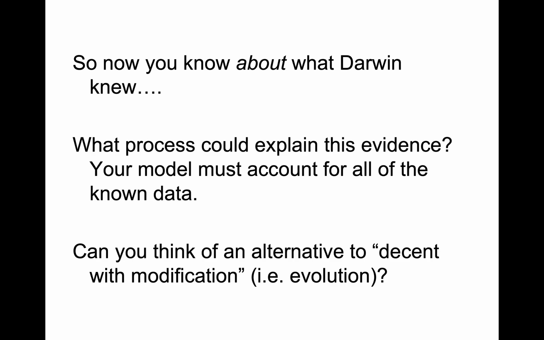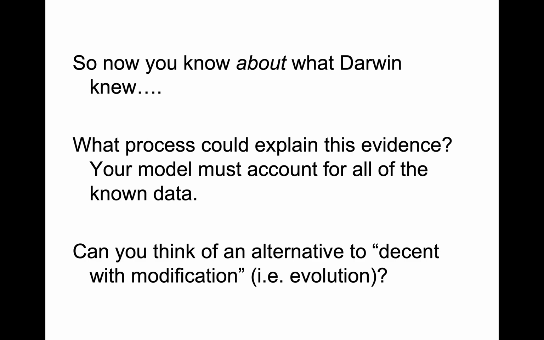So now you know pretty much what Darwin knew at the time. I want you to just put yourself in his place and think about what process, we've talked about all these patterns and these evidences, what process could explain this evidence? And one caveat here is that your model must account for all the known data. You can't come up with some sort of process or model that only accounts for 3 or 4 of what we saw. It has to account for all of them.